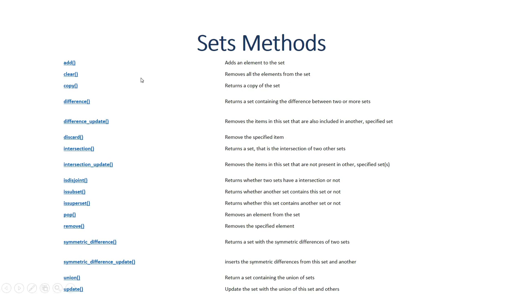Now, set methods. There are a lot of methods of sets. As you can see here, add: what is the function of add? It adds an element to the set. Clear: what is the function of clear? Clear removes all the elements from the set. Copy returns a copy of the set. And difference returns a set containing the difference between two or more sets. These are all the methods of sets. We will practice some of them, so now let's move into our code editor and write some code.